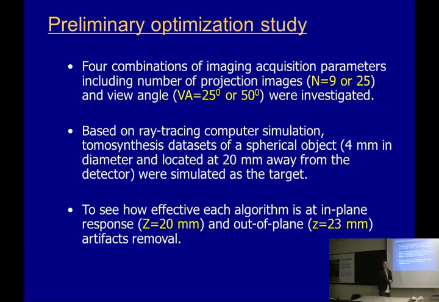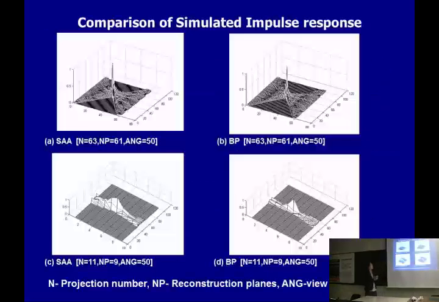We also do computer simulation studies of tomosynthesis to optimize your image configuration. We can simulate the tomosynthesis images and then reconstruct them to compare different algorithms and see how many angles and how many projection images we need. These show some of our work. We are doing computer simulation and comparing different algorithms, for example shift-and-add and back projection, the two basic reconstruction methods. We can simulate the original image, reconstruct it, and evaluate the impulse response: how sharp it can go, which one is better, and how many projections give a better result. For example, this one has 63 projections with a 50 degree view angle, and this is 11 projections with a 50 degree angle.